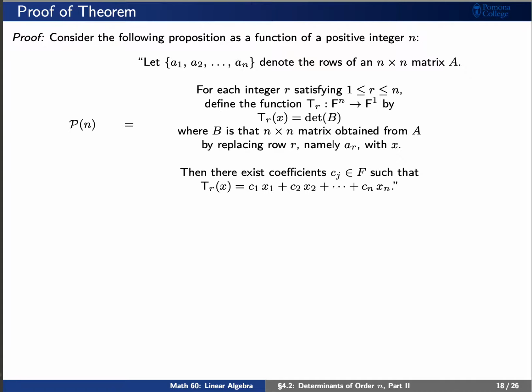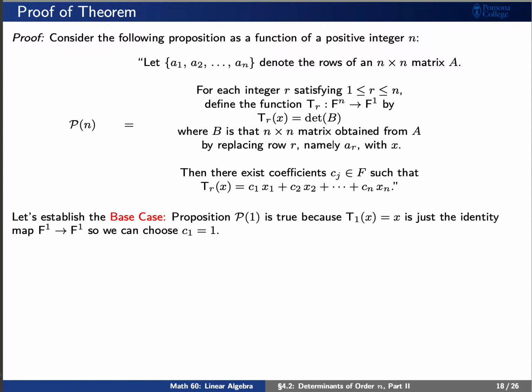Since we want to prove this by induction, let's first establish the base case. When n is equal to 1, then our 1 by 1 matrix A is just a scalar. In this case, r will simply be equal to 1, and our matrix B is just the variable x. So its determinant is just the variable. So there's really nothing to do here because this function T sub 1 of x is just the variable x. In this case, because n is equal to 1, x really is a variable, not a vector.